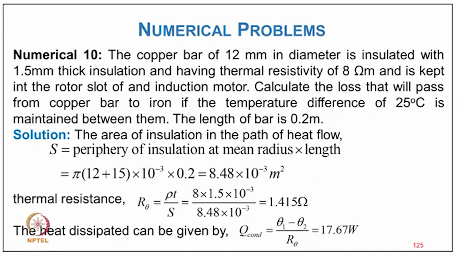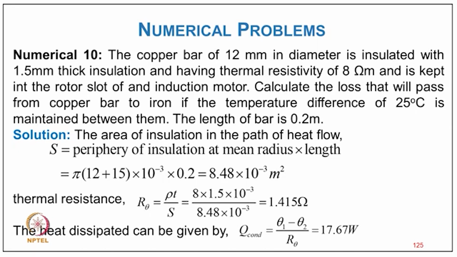Now numerical problem 10. A copper bar of 12 millimeter diameter is insulated with 1.5 millimeter thickness insulation, having a thermal resistivity of 8 ohm per meter, and is kept in the rotor slot of an induction motor. Calculate the loss that will pass from the copper bar to the iron, with a temperature difference of 25 degrees Celsius maintained between them, and the length of the bar is 0.2 meter.